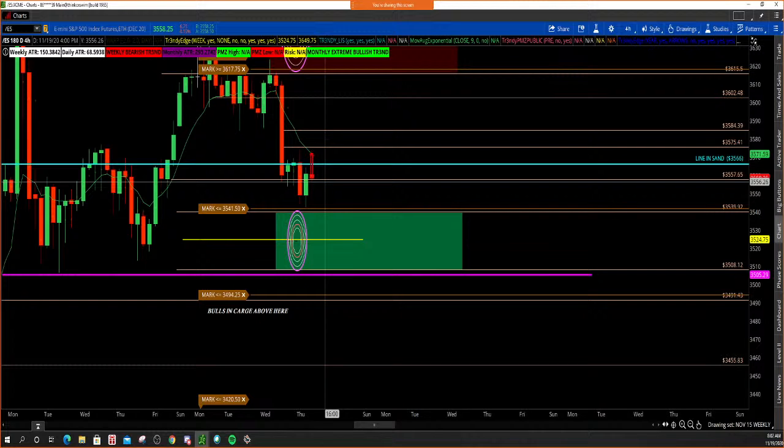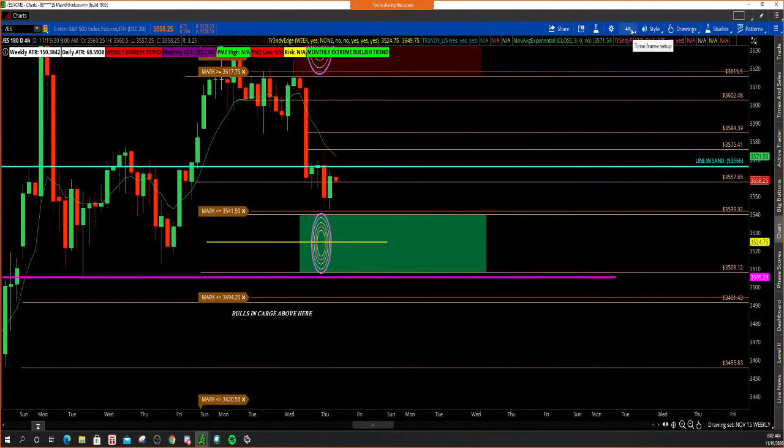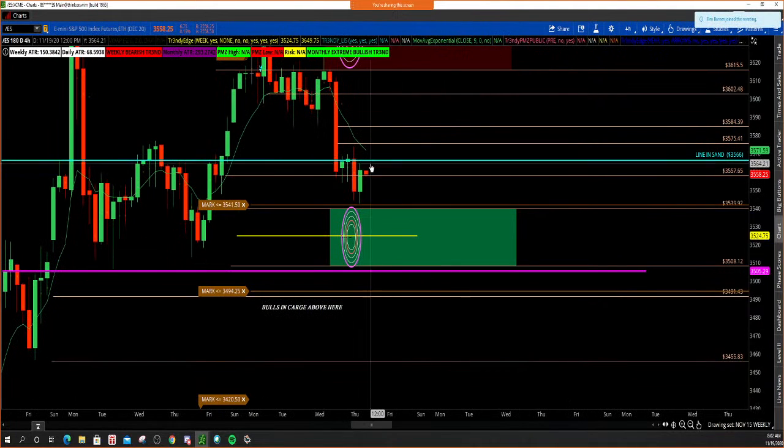Once you hit here, go to a smaller time frame and look at something that fits you for the day, whether it's 10 minutes, 15 minutes, 30 minutes, somewhere in there. But again, it's Thursday, so if you're playing weeklies, it's very important to pay attention to the smaller time frame. If we resist here, I would expect price to come back into this green box.